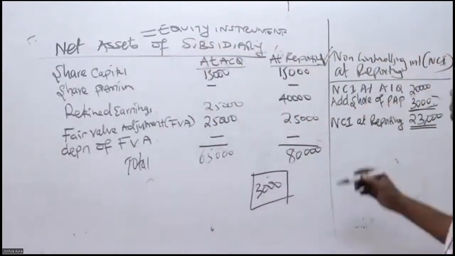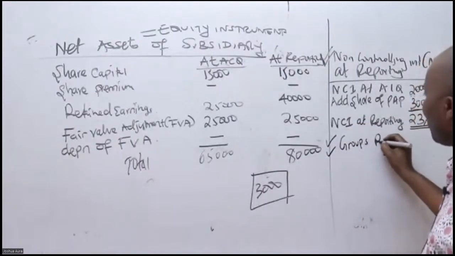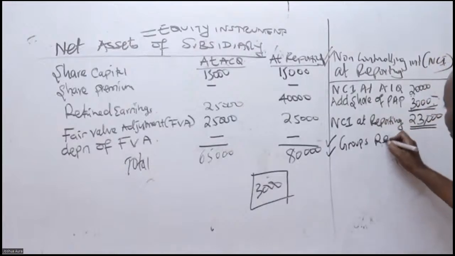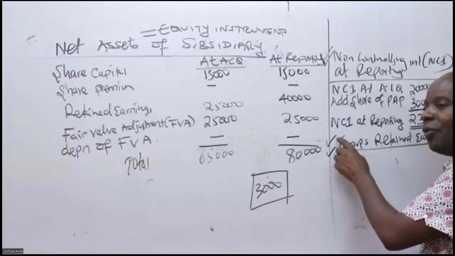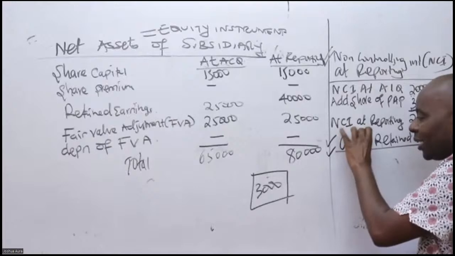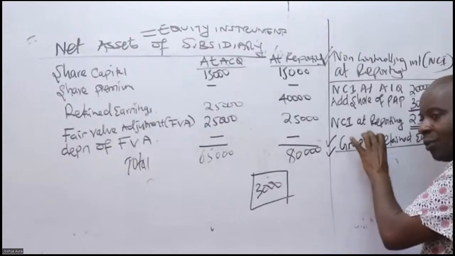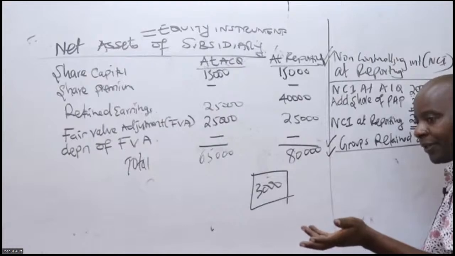Then come and give us what we call the group's retained earnings. Remember, if you are writing this as a title, you must know how to put it in bold. When the cursor is still here, you simply press Control B. This group retained is your title. You must know how to differentiate between titles and the normal write-ups.